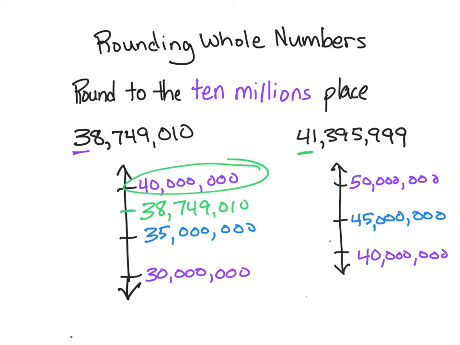Now we look at our actual number. It is 41 million. That would actually be slightly below this one, right? So 41,395,999 would round to 40 million.